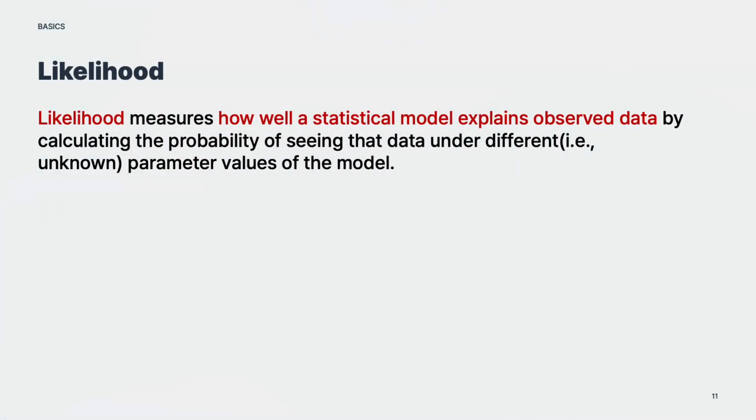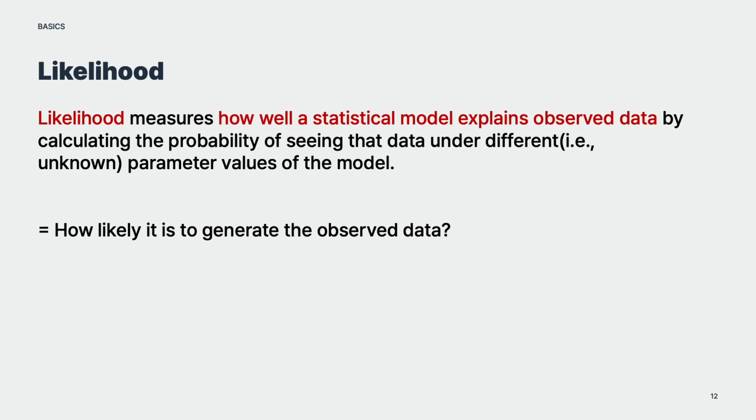First, likelihood measures how well a statistical model explains observed data by calculating the probability of seeing that data under different parameter values of the model. In simpler terms, likelihood tells us how probable it is that a given model could have generated the observed data. The key point here is that the parameters of the model are treated as variables, and we assess how likely the observed data is given those parameter values.